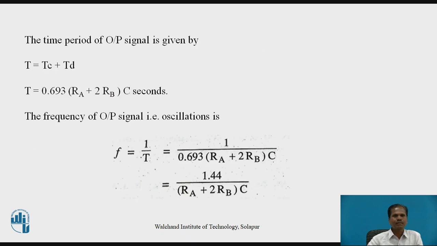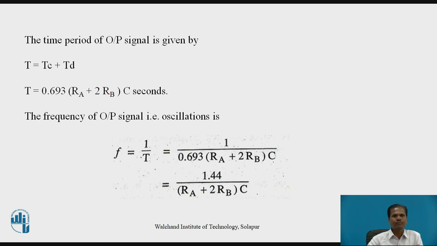The time period of the output signal is given by the total time duration for charging of the capacitor and discharging of the capacitor, charging time interval plus discharging time interval, T is equal to TC plus TD. So the total time period is T equal to 0.693 into (RA plus 2RB) into C seconds.